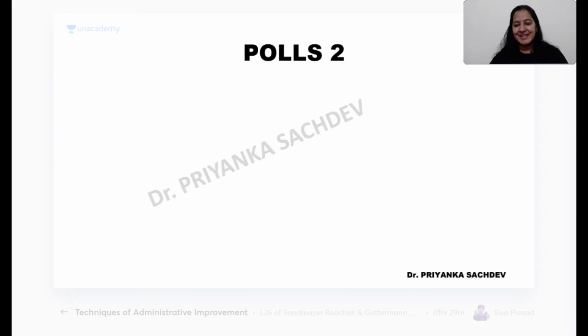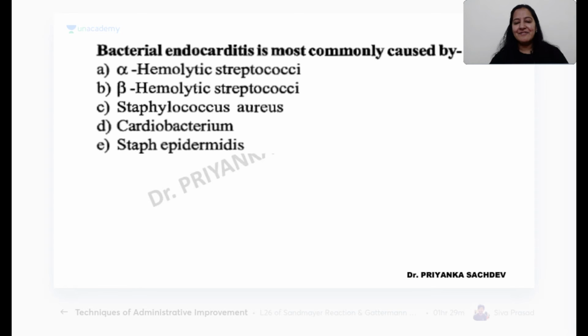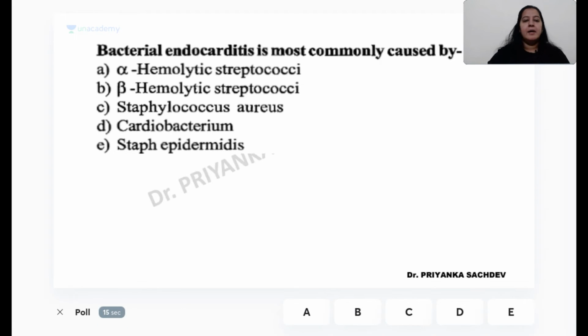Done? Everyone satisfied? Okay. So this is the first question in front of you. Do it fast. There are 5 options. Bacterial endocarditis is most commonly caused by. I have not asked specifically for SABE or ABE. Overall, I have asked. I have not written acute or subacute, so it is overall. If nothing is written, it is asked overall.